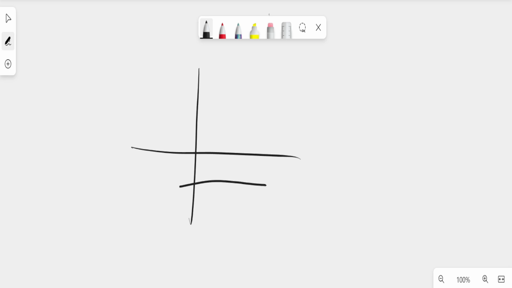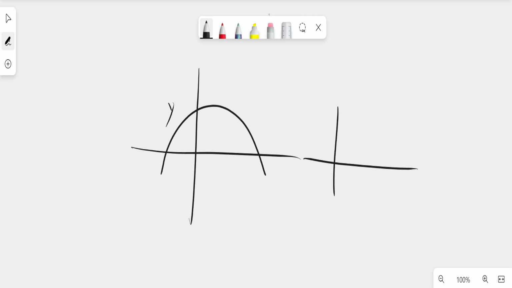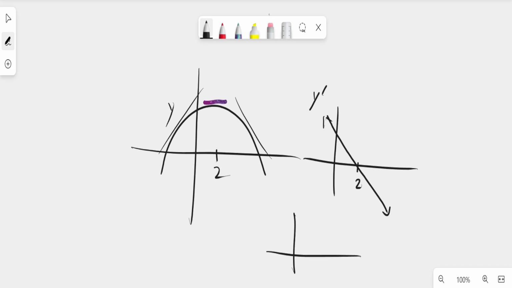Actually, let's say y looks like this, right? That's y. Y prime would probably look like, here it's 0, here it's 0. Let's just call that 2, right? So y prime would go from a positive slope over here to a negative slope. So it would go from positive to negative, something like that, right? And then y double prime would just be a constant, some constant below the x-axis.